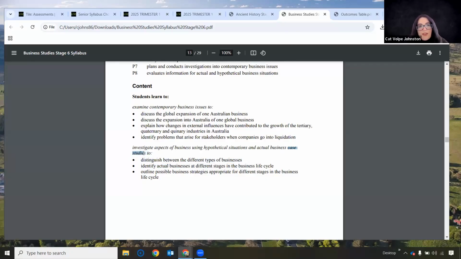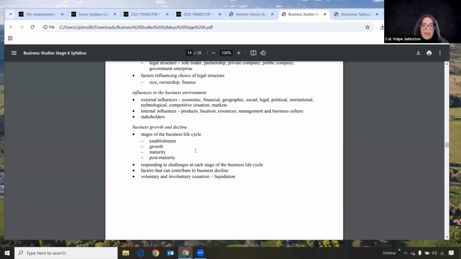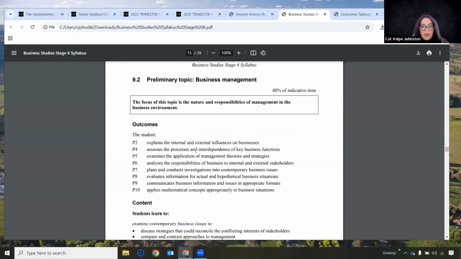The case studies really give you an opportunity to look at one case study, so investigating aspects of business in one case study, and that second topic can be a different case study to build on that question. So wherever you see types of case studies, or you could create a case study to investigate some of these topics, that's a really good idea too.